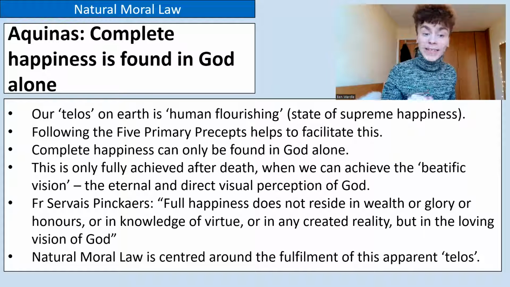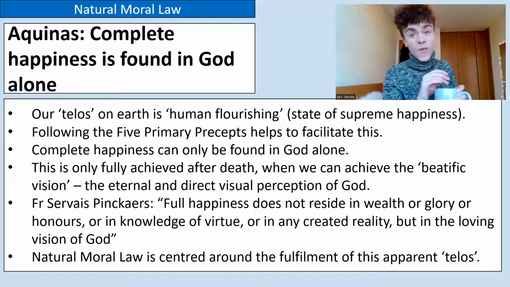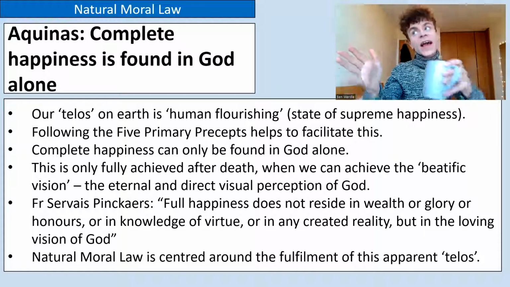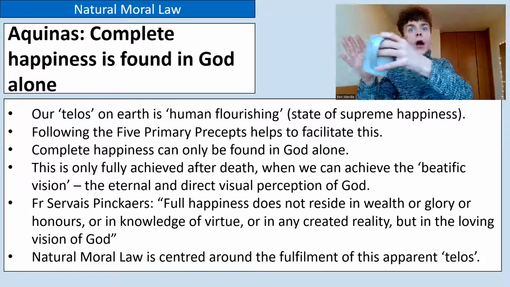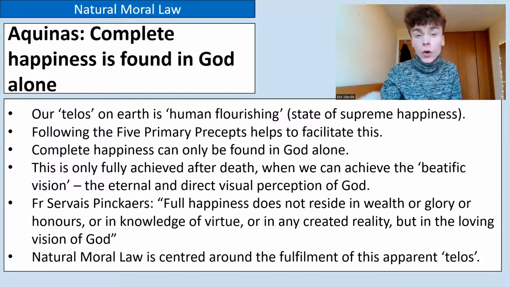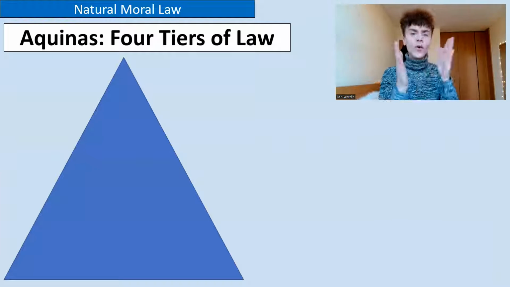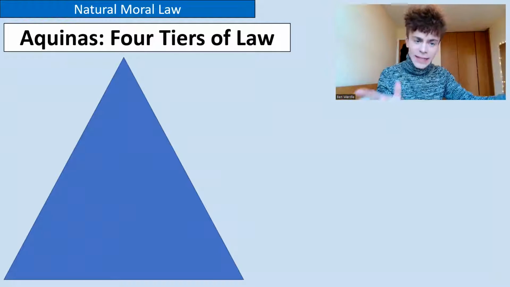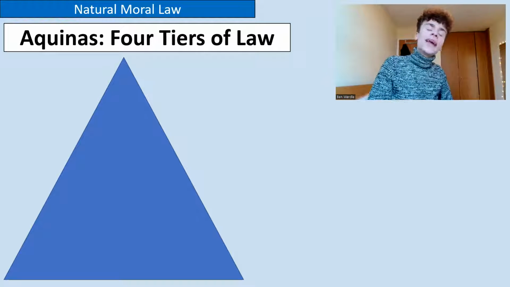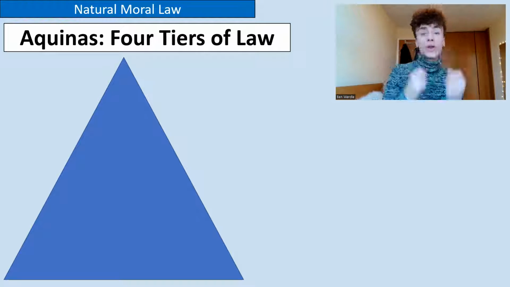Oh, and just one more point, natural moral law is centered around the fulfillment of this apparent telos. So it's all about guiding you to God, to fulfilling God's wishes, God's plan, if you like, for the universe and for your life. He therefore has, this is where it gets exciting, we've got a little diagram for you now. No expense spared, as you can see. So he has these 4 tiers of law.